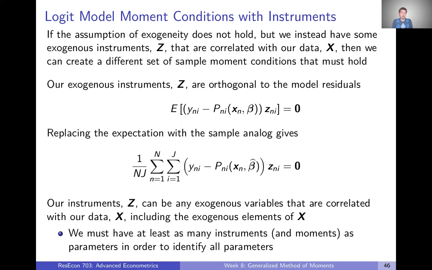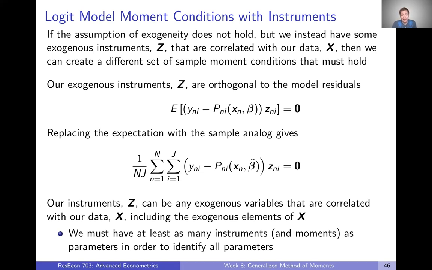And I shouldn't say additional variables. Remember, if we have some variables in X that are exogenous, they can also show up in Z. So we can have some of the same variables in X and Z. We just have to leave out the endogenous variables from Z, and we need to have some extra exogenous variables to put in Z.